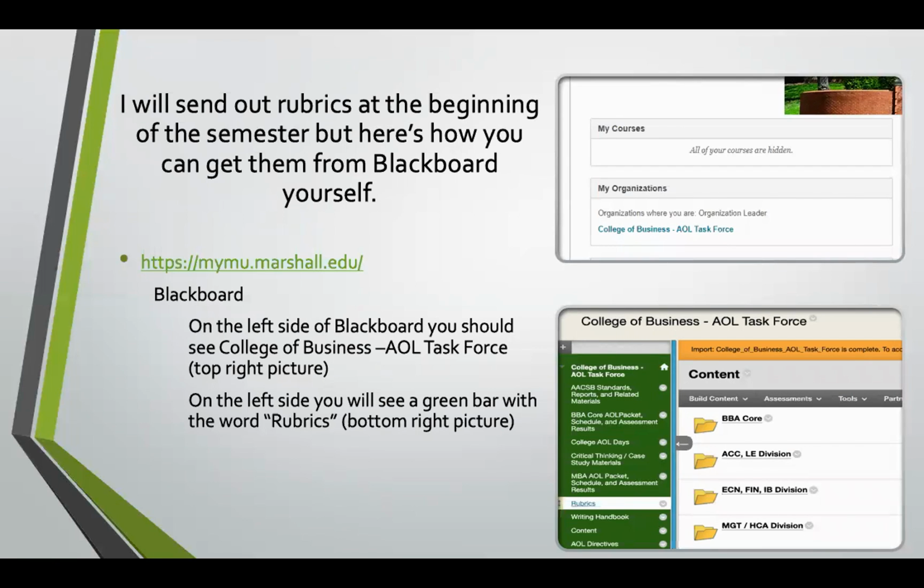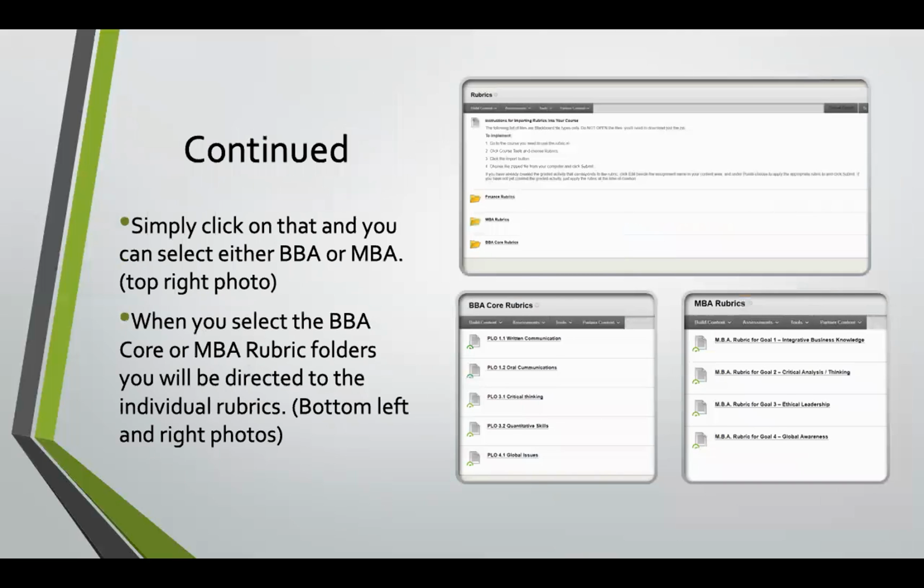We do email you the rubrics. However, if you want to find them again, here are the steps to find them via Blackboard. Simply go to mymu.marshall.edu and select the Blackboard icon. On the left side, you should see College of Business AOL Task Force. Click on that. On the left side, you will see a green bar with the word Rubrics. Simply click on that and you can select either BBA or MBA rubric.